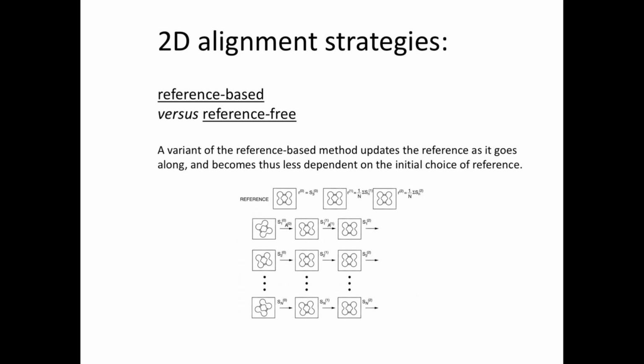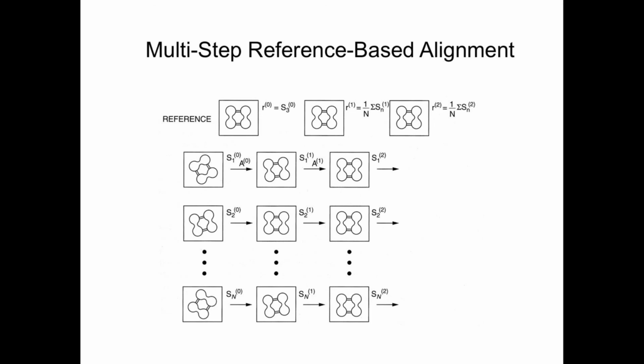And to cut through this, you can start with a reference, and then you don't go on with the same reference, but rather you form the average of the results of the first pass, and so that gives you a new reference. And as you go on, you get more and more independent of the choice of the first reference. The other one is the multi-step alignment that I told you about.